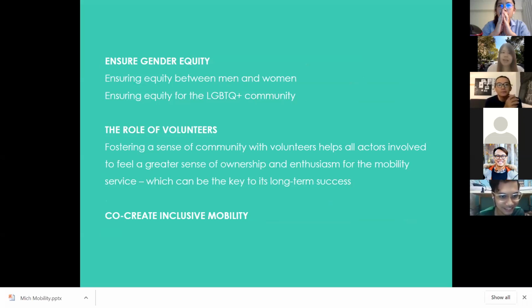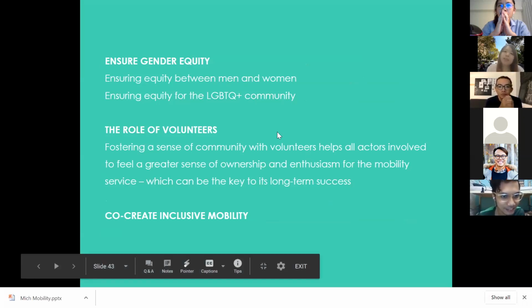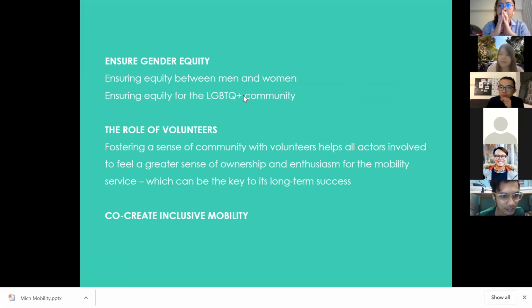And also ensure gender equity. According to a study, women make 50% more trips a day than men, because most of the caregivers and pram users are women. You need to send the kids to school, you need to go to the groceries. So women's care needs must be met.